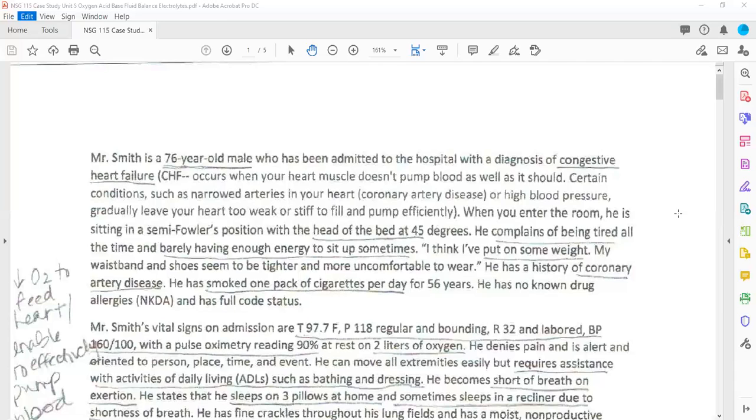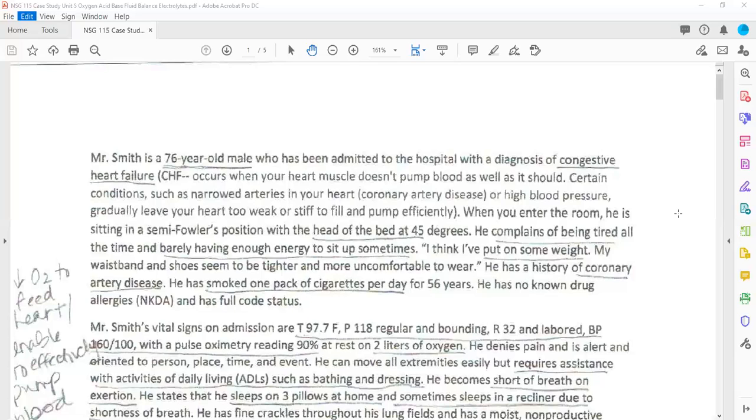When we enter the room, we see his positioning. He is sitting in a semi-Fowler's position with the head of the bed at 45 degrees. And those would be things that we would note on observation and want to document. He complains of being tired all the time and barely having enough energy to sit up sometimes, so that's concerning. And we have subjective information here, quote, "I think I put on some weight. My waistband and shoes seem to be tighter and more uncomfortable to wear."